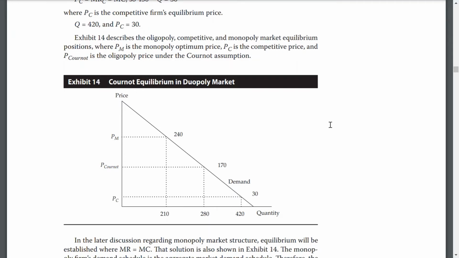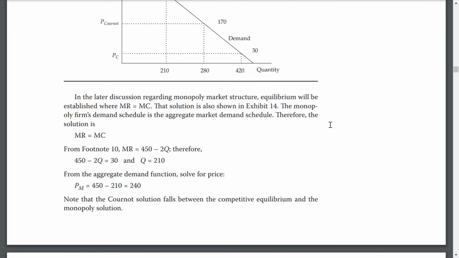In the later discussion regarding monopoly market structures, equilibrium will be established where MC equals MR. The solution is also shown in Exhibit 14. The monopoly firm's demand schedule is the aggregate market demand schedule. Therefore, the solution is MC equals MR. From footnote 10, MC equals this and MR equals this. So when we put it together, we get the equilibrium.